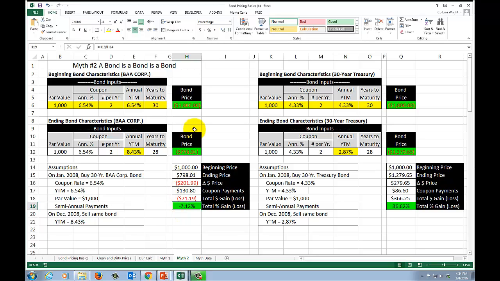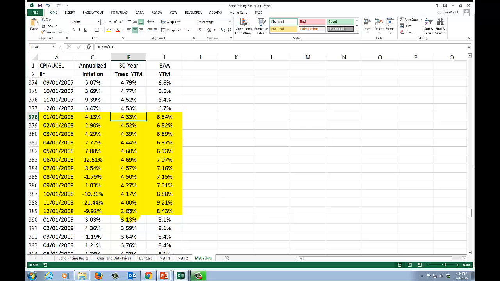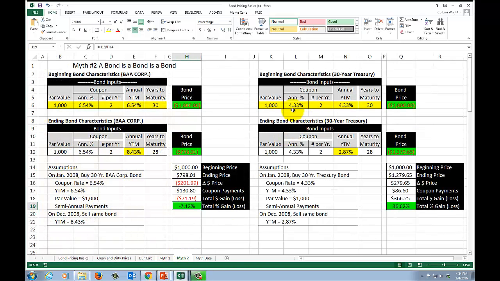if you would have bought a 30-year treasury during the same time period? So now you're buying a treasury at 4.33 and selling at 2.87. Again, I'm assuming the coupon rate equals the yield to maturity at issuance. It's a 30-year bond. 2 years later, the yield has dropped to 2.87. Your price has popped to $1,279.65. So that's a capital gain of $279.65. We need to add 2 years worth of coupon payments. Your total gain would have been $366.25. Your total return over the 2 years would have been 36.62%.